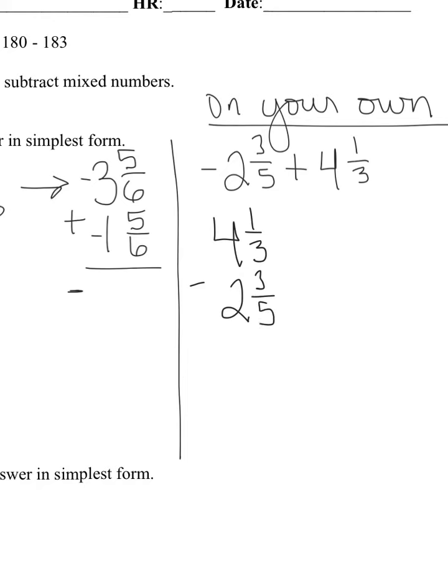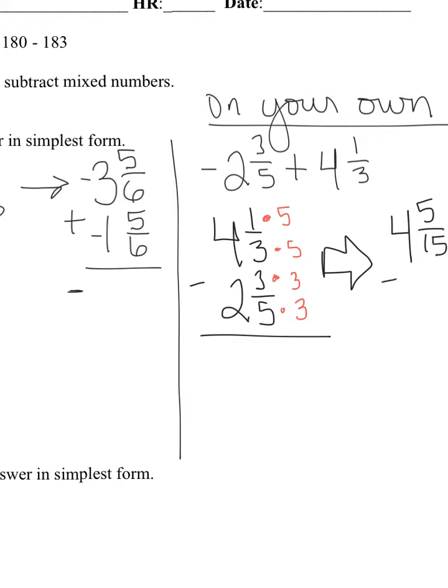And I need to find a common denominator between thirds and fifths. If I just multiply them together, I know that my common denominator is going to be 15. 3 times 5, 1 times 5. Then I'm going to multiply the denominators by 3 on the second fraction. All right. Let's rewrite it using our common denominator. That becomes 4 and 5/15 minus 2 and 9/15.